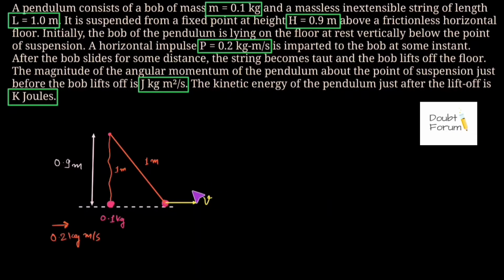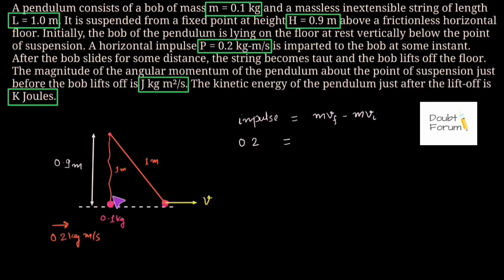So first thing which we have to do here is to find the value of this v. For that we can use this impulse, because we all know that impulse imparted on an object is equal to the change in the momentum of that object. So impulse is equal to change in momentum, that is the final momentum minus initial momentum. The value of impulse is given to us as 0.2 kilogram meter per second. So this would be equal to the change in momentum of this bob.